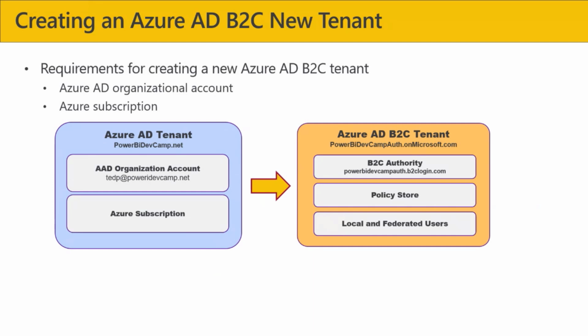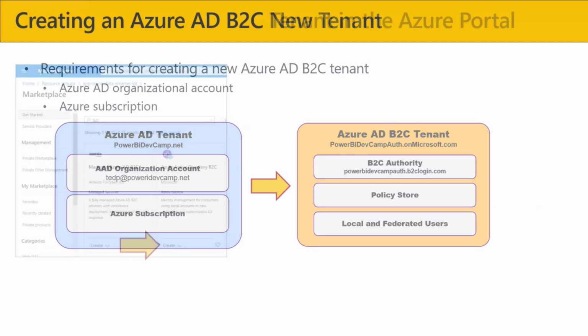And what you'll see is your tenant has its own name that identifies it as a resource. So PowerBIDevCampAuth.onmicrosoft.com. And there's also a second URL, PowerBIDevCampAuth.b2clogin.com, and that is the primary URL they use for their endpoint. And it creates the policy store, and it creates a collection of users, of local and federated users.